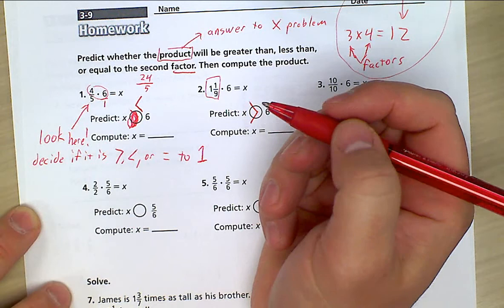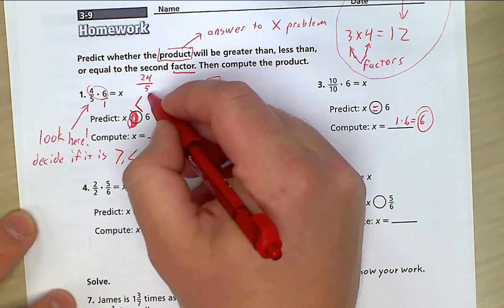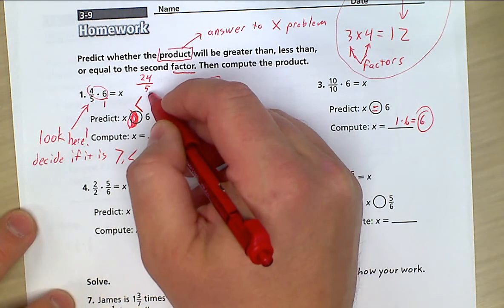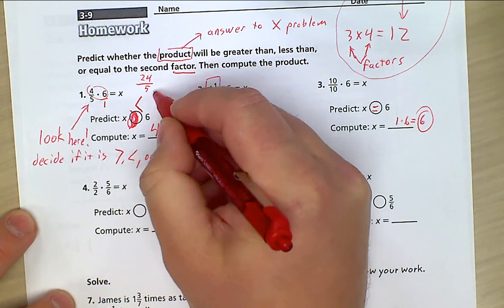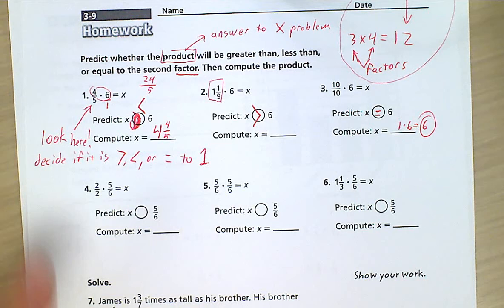We better simplify. How many 5s can I take out of that 24? 4. So 4 wholes. And then how many fifths would I be left with? Yeah, 4. 4 and 4/5. Now, did that match our prediction? Is that 4 and 4/5 less than 6? Yes. Yes, 4 and anything is less than 6, right?